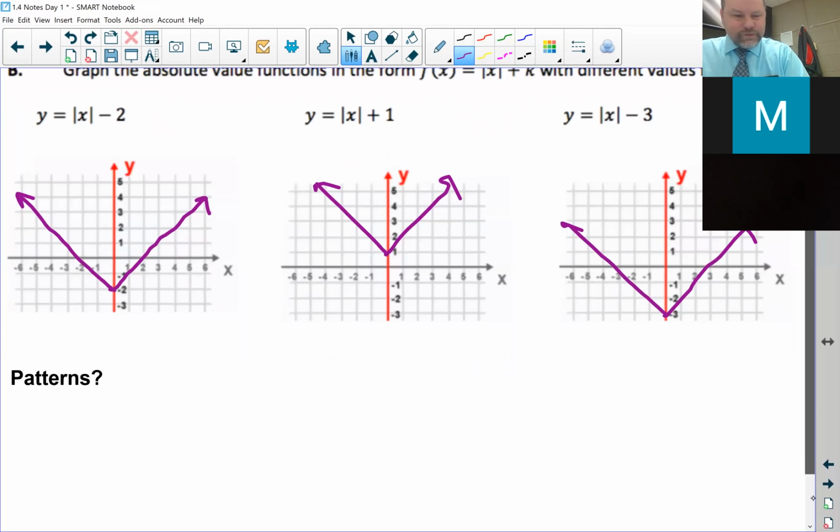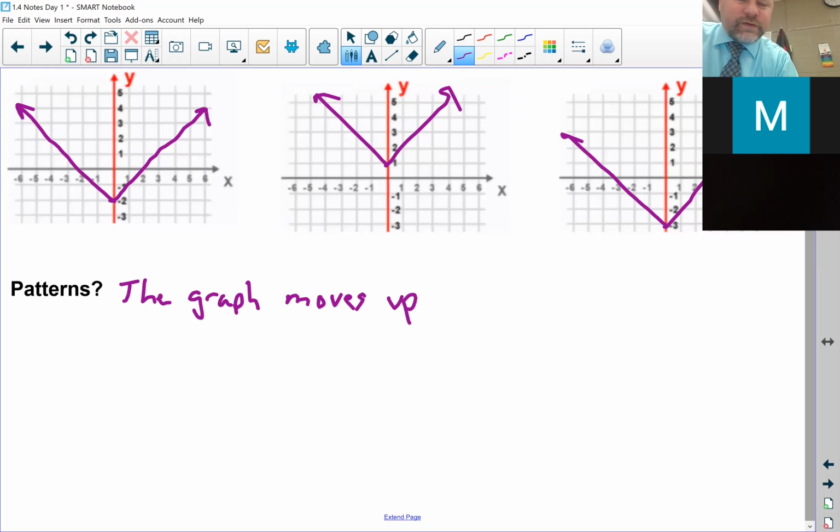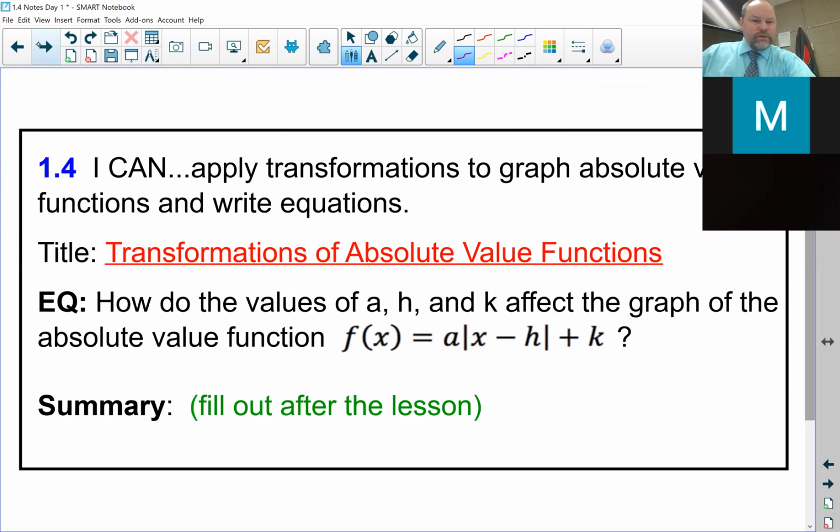And I already had a great answer for what happens here. The graph moves up and down. We're going to be a little more specific about that here in just a moment. But so adding inside moves us left and right. Adding outside moves us up and down. All right.